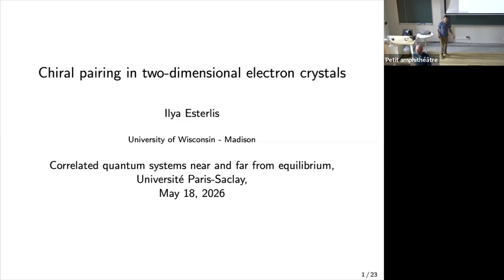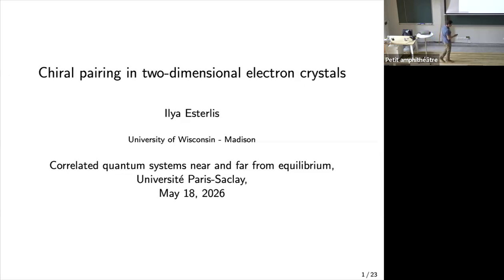Thanks to all the organizers for inviting me to this very nice meeting. This is my first time here. And so I'm excited both scientifically and also to explore the area. And thanks to Han for agreeing to switch slots with me.